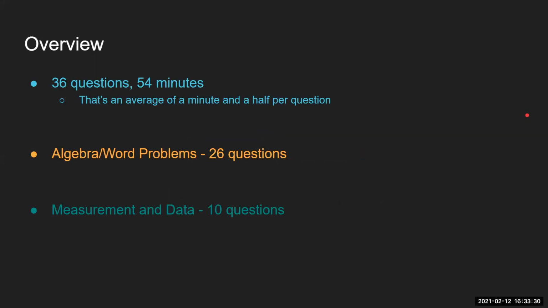So just a quick overview of the math section of the TEAS. It is going to have 36 questions and you'll have 54 minutes to answer them. So that's about an average of 1.5 minutes per question, which doesn't sound like a lot, especially when you think that 1.5 minutes includes you reading the problem, looking over the answers, and having to work everything out. So remember, that is an average.